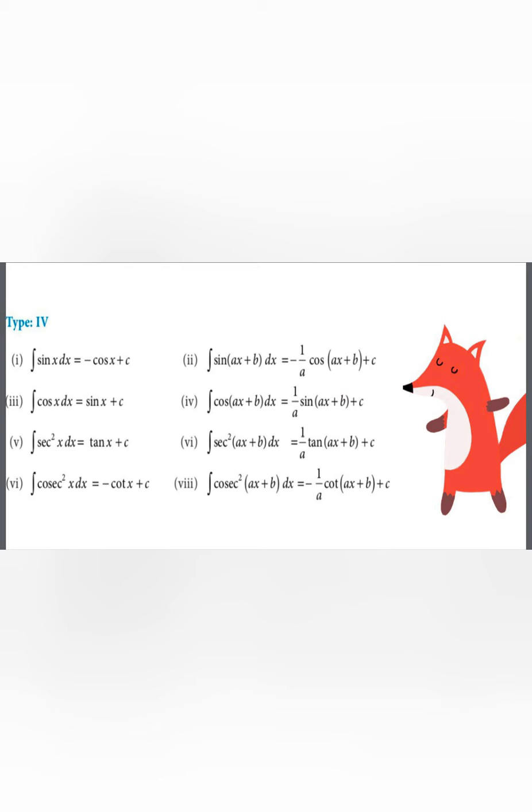So these 8 formulas are very important. We will be making use of these formulas in the upcoming exercises, not only 2.4 but also all the other exercises that we will be doing. Okay, so these formulas are very important. Let's see a few example sums.